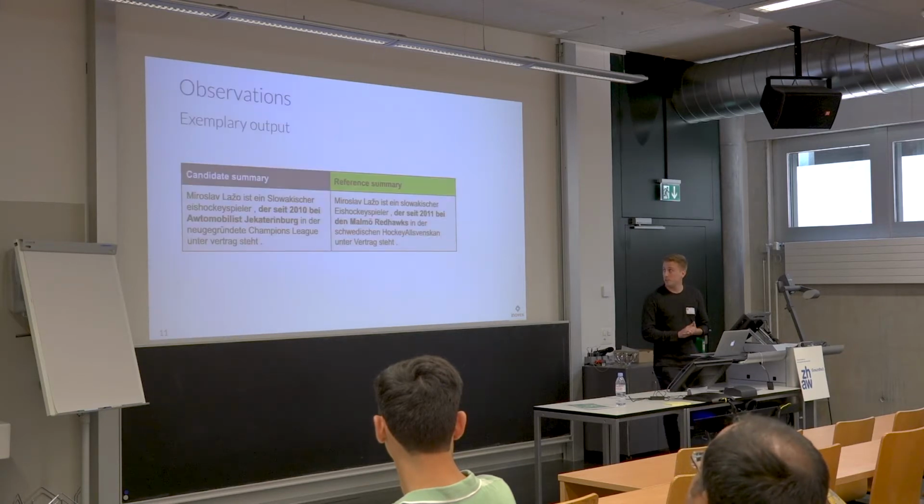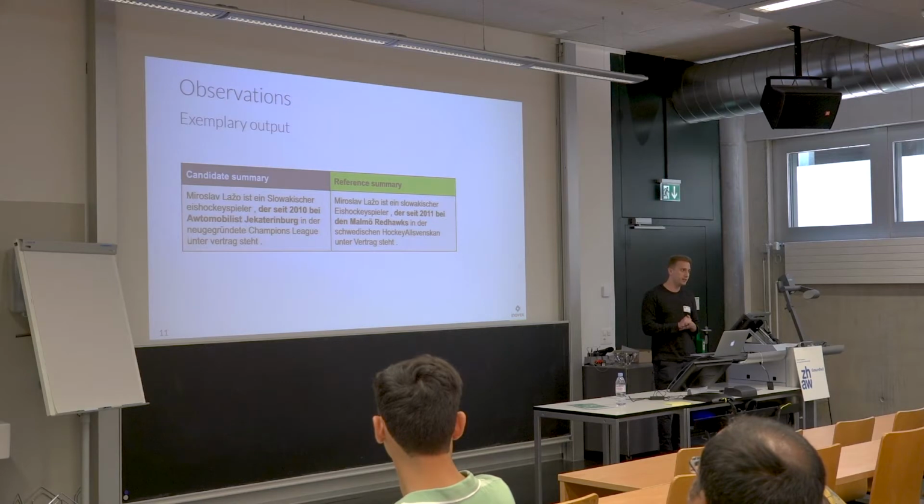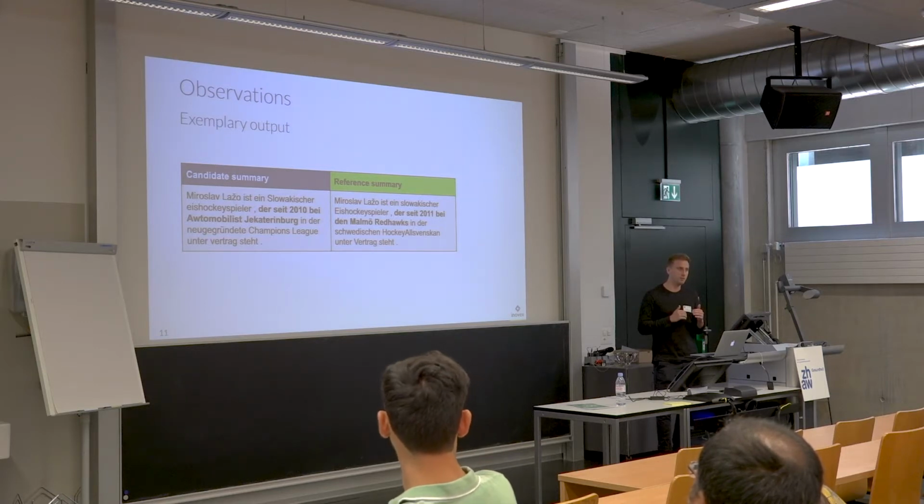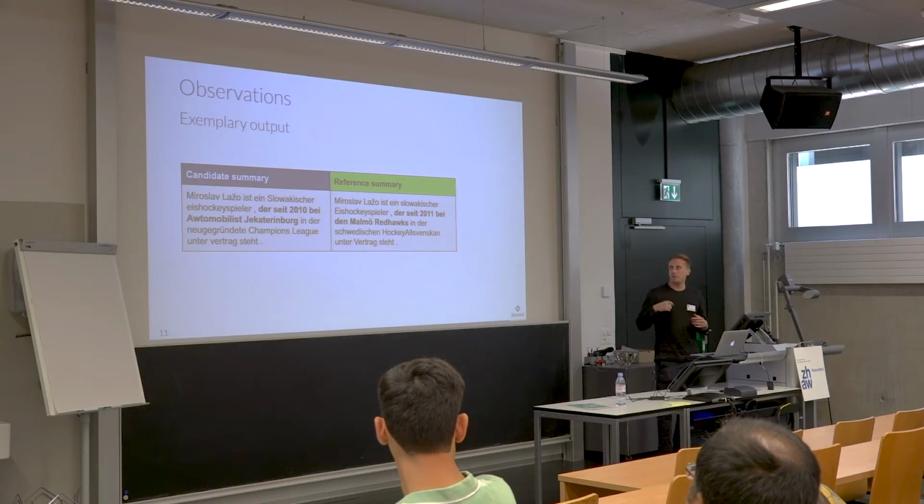Our results, two observations. The candidate summary is the generated summary, and the reference summary is the one we got, so the goal target. For everyone who's not speaking German, it's the summary of an ice hockey player, and the model recognized that it's important to mention that he actually is an ice hockey player and where he's playing. But somehow the model didn't recognize that he moved to a different team. So the model knows what's important to mention in a summary, but the fact is wrong: he moved to a different team. That's something we recognized a couple of times, which is really interesting.